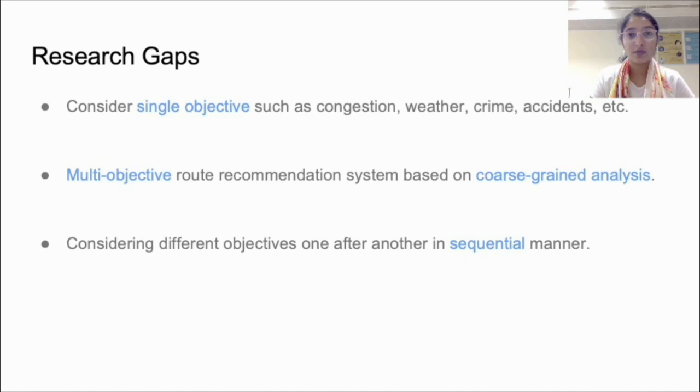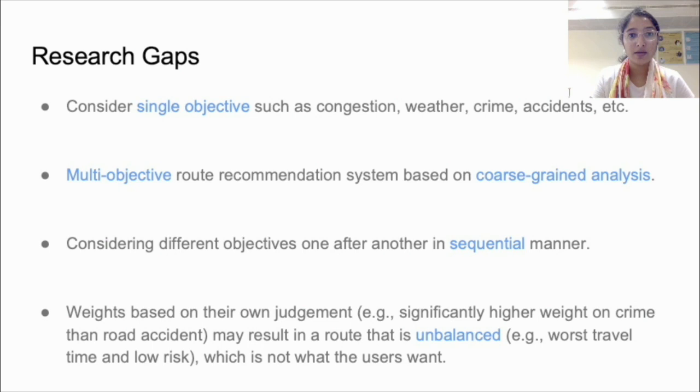Next, some of the recommendation systems consider these objectives one after another, whereas in a real-time setting it is not possible. So we are taking multiple objectives parallelly, or at a time. The last research gap that we have observed is that a user may give higher weight to some factors, like crime over road accident, which may result in an unbalanced route, taking more time and having low risk. That is not what the user wants. So our system will provide the optimal route from source to destination.